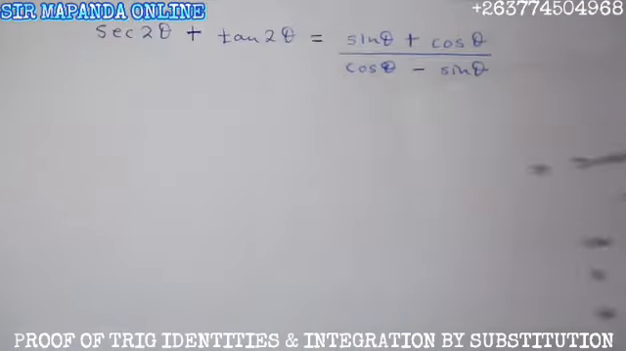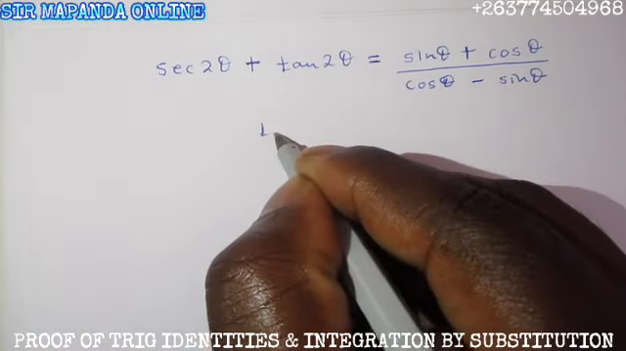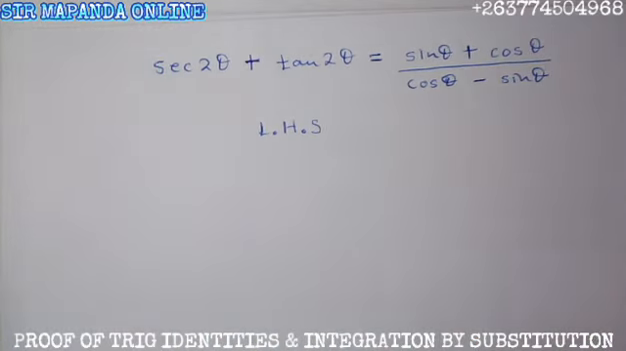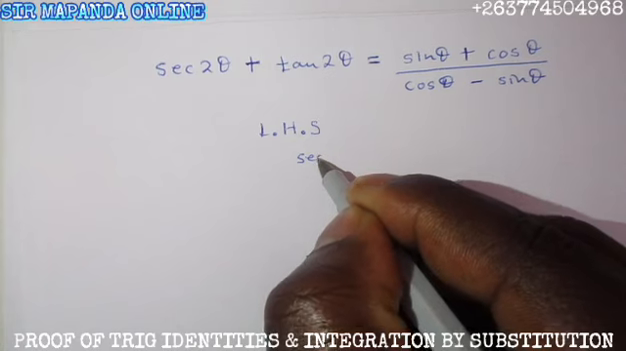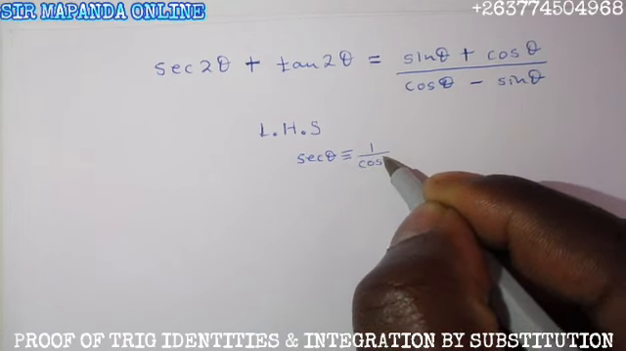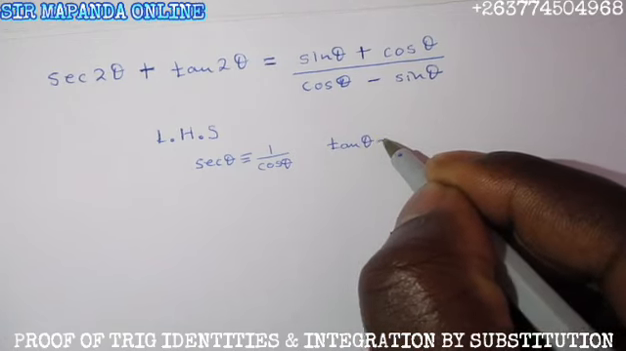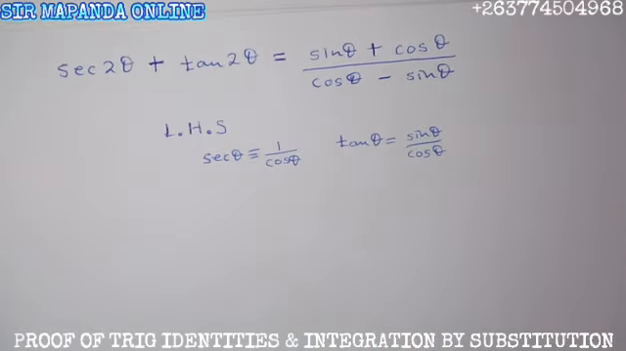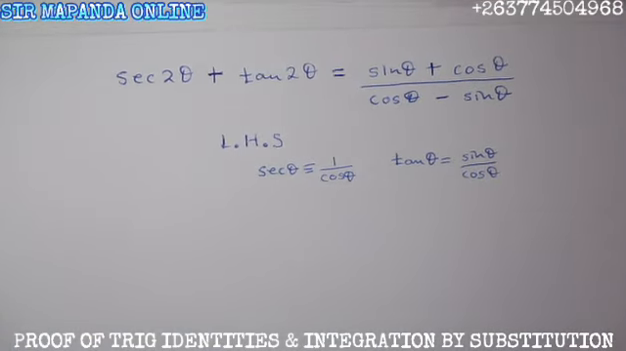Right, so we can prove from the left-hand side. We want to make the left-hand side similar to the right-hand side. So what you need to understand is sec θ is identical to 1 over cos θ. You also need to be aware that tan θ is the same as sin θ over cos θ. Those identities are very important in order to prove this question.